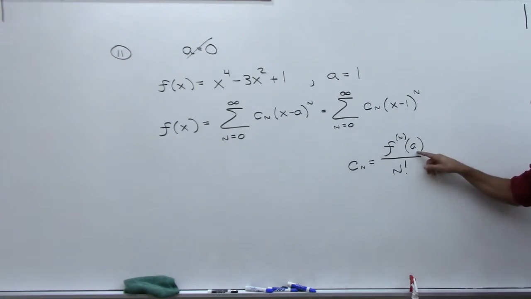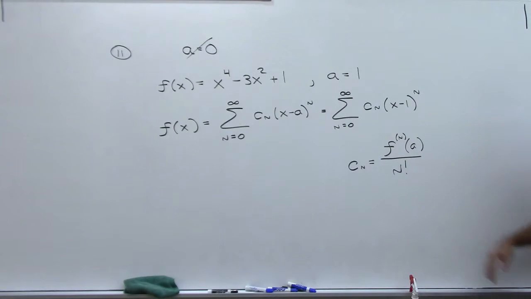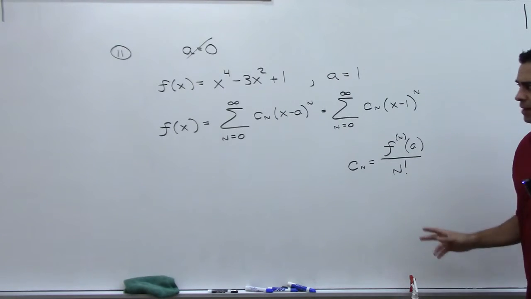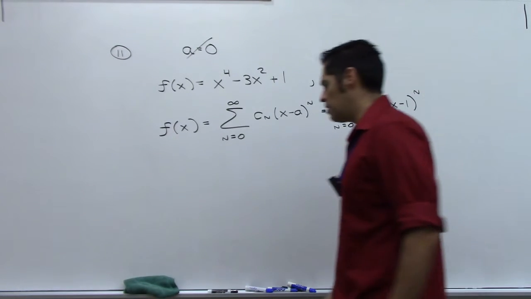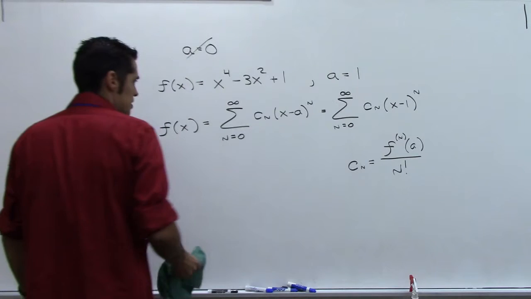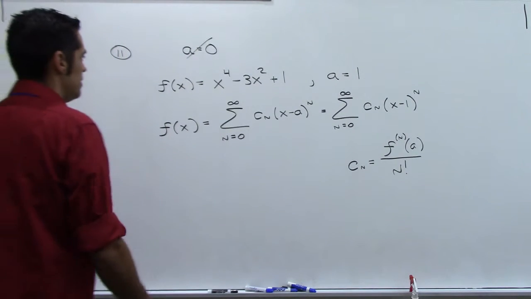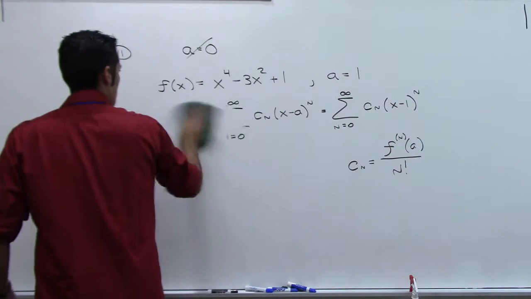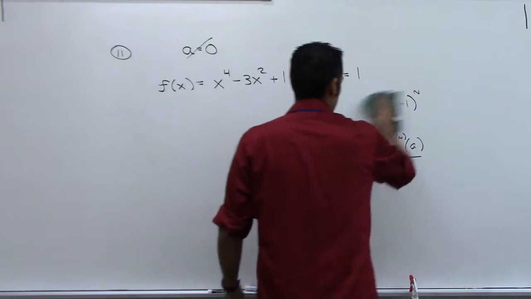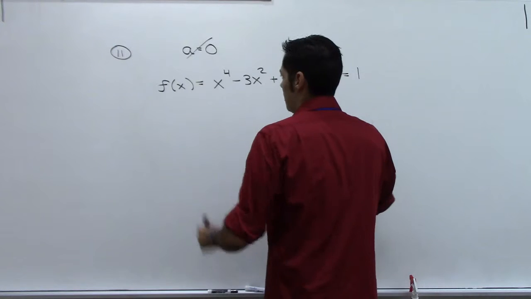Now in the past, the a has always been 0, and it's been pretty easy for us to plug in that number and get our c sub n. So let's see as we move through these problems how using something other than 0 is going to affect how we actually come up with those c sub n's. I will start off by trying to make a list of my derivatives.